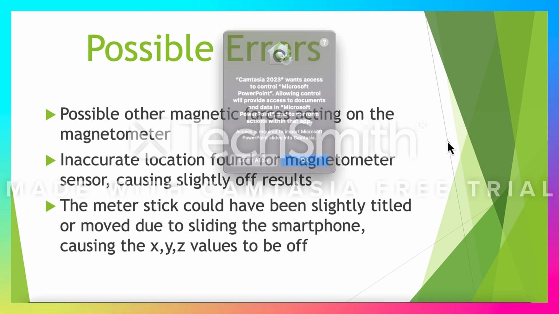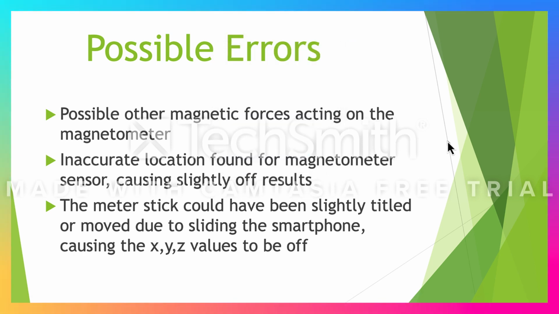So possible errors are that other magnetic forces could be acting on the magnetometer, such as other electronic devices within the area, inaccurate locations found for the magnetometer sensor causing slightly off results, and finally, the meter stick could have been slightly tilted or moved due to sliding the smartphone, causing the XYZ values to be off.